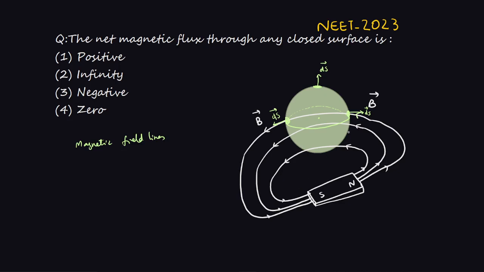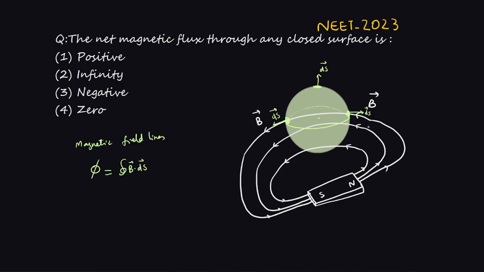So let's understand this mathematically. We know the formula for flux: phi for a closed surface is the integral of B dot dS, where B represents magnetic field intensity and dS is a surface area vector whose direction is always perpendicular to the surface.